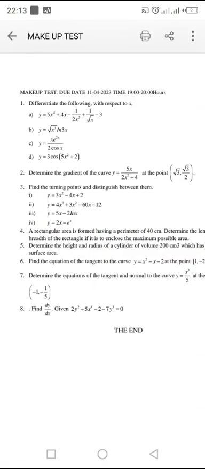The next question is 1D. Y is equal to 3 cos, open parentheses. Please, those are not brackets, they are parentheses. 5x to the power 2 plus 2. So this is a product rule. This is from 1D. Y is equal to 3 cos 5x squared plus 2, right?